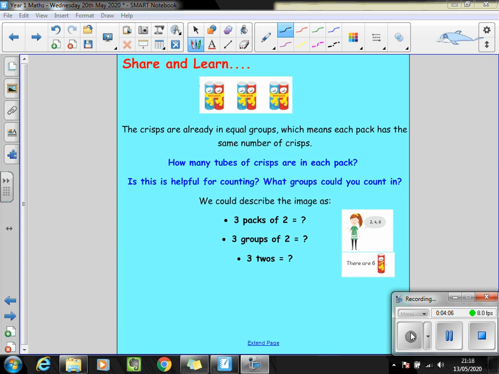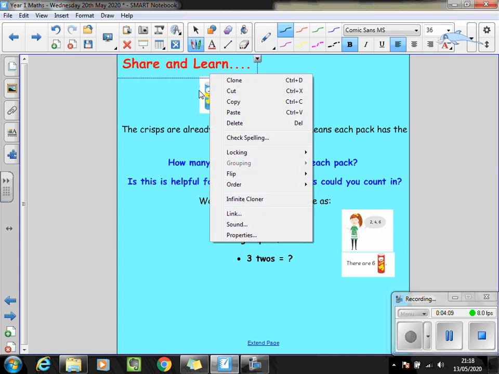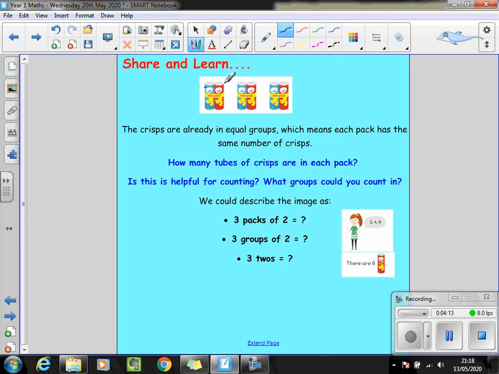We could describe the image as 3 packets of 2. 1 packet of 2, 2 packets of 2, 3 packets of 2. And there are 6 cans of crisps altogether. We could say there are 3 groups of 2. Still showing us there are 6 cans of crisps altogether. Or we could say there are 3 2s. We still have 6 cans of crisps altogether. 2, 4, 6.